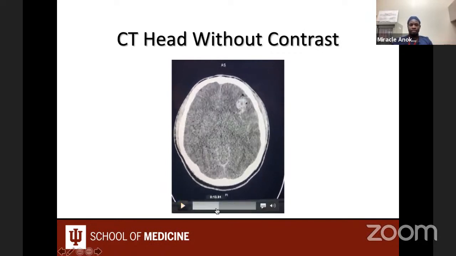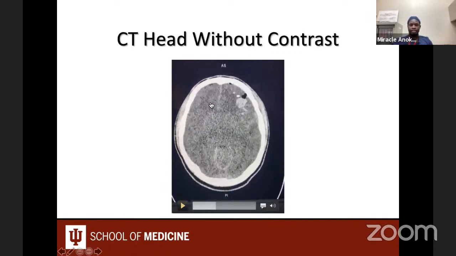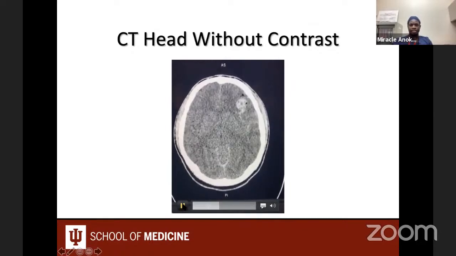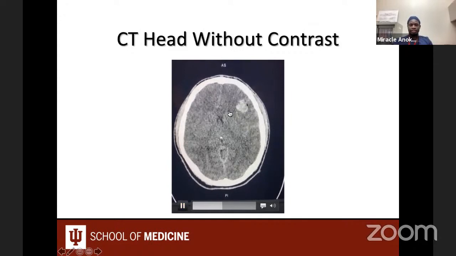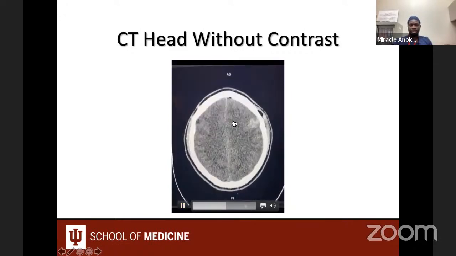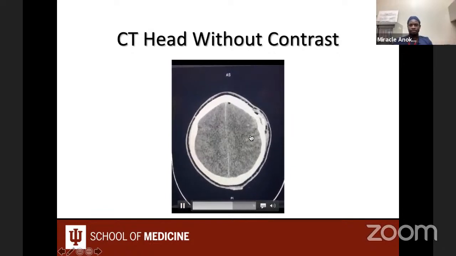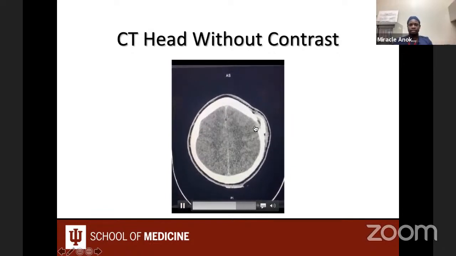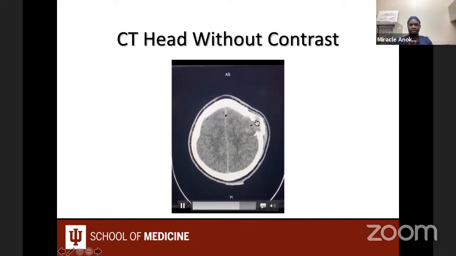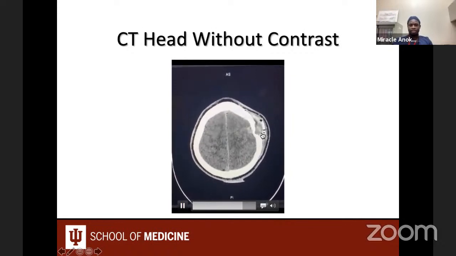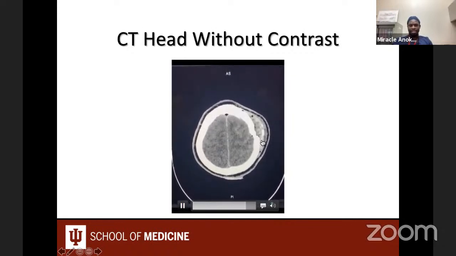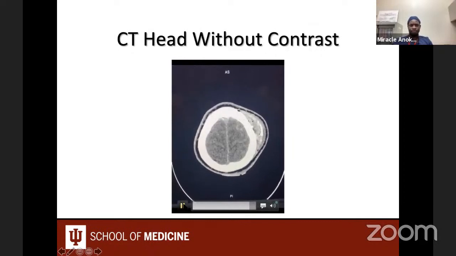I'm going to go back just a little bit here. You can see that there's a little bit of shift over this way to the contralateral side. And then you see here that there's blood here, which is bright. And as you come up, you can see that there's an open skull fracture here where the bullet has exited out, okay?